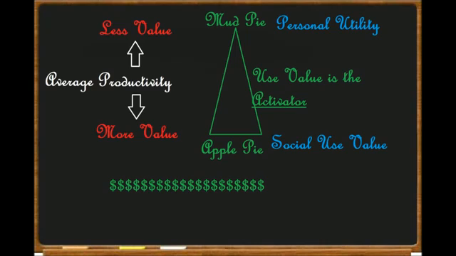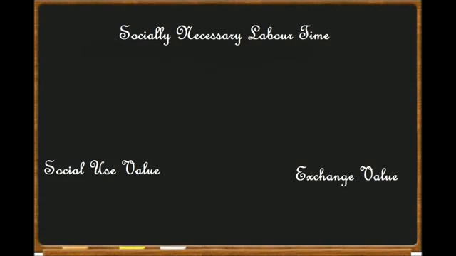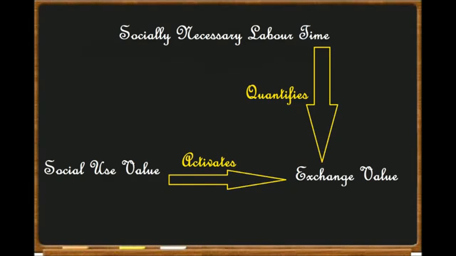Social use value is only the activator of exchange value, and is not directly equivalent to the exchange value, which is determined by socially necessary labor time. They are all clearly connected, but social use value is not quantifiable, and therefore we cannot draw perfect equivalence between it, labor time, and exchange value.